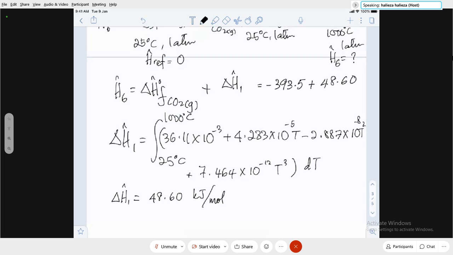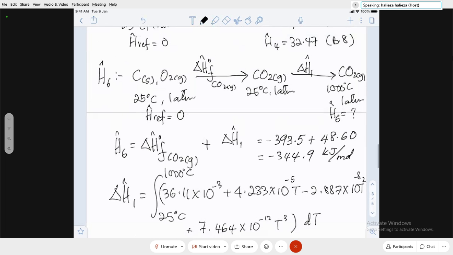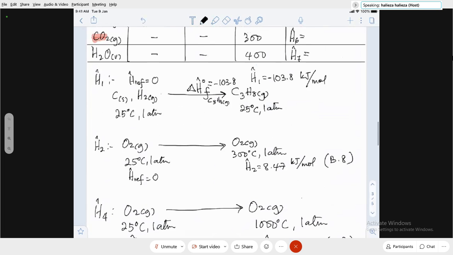So what is your final value for H6? Sum it up, please. Minus 393.5 plus 48.60. What is your answer? Minus 344.9. Thank you. So that will be kilojoules per mole. You will write that in our table for H6, minus 344.9.